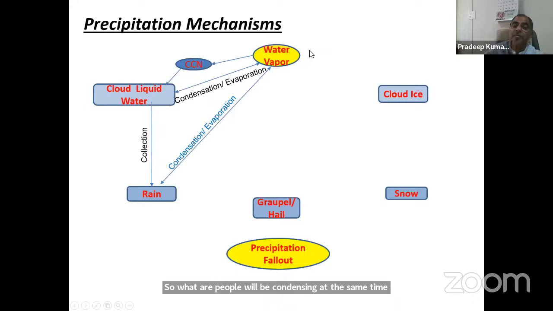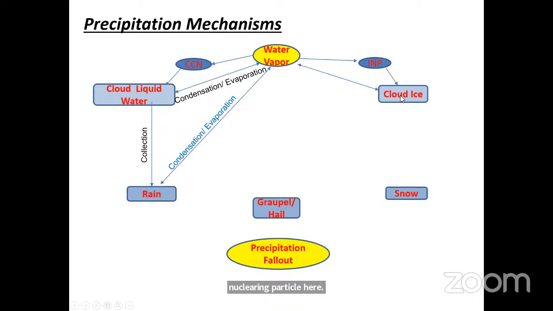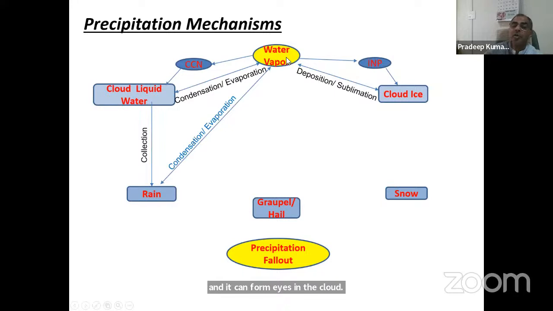Then you have your ice nucleating particle here. Water vapor can deposit onto your ice nucleating particle and form ice in the cloud. And again, this is a two-way process, because when water vapor is forming an ice crystal, that is a deposition process, and then the ice can evaporate, which is called the sublimation process. So from sublimation you get water vapor again. So it's a two-way process.